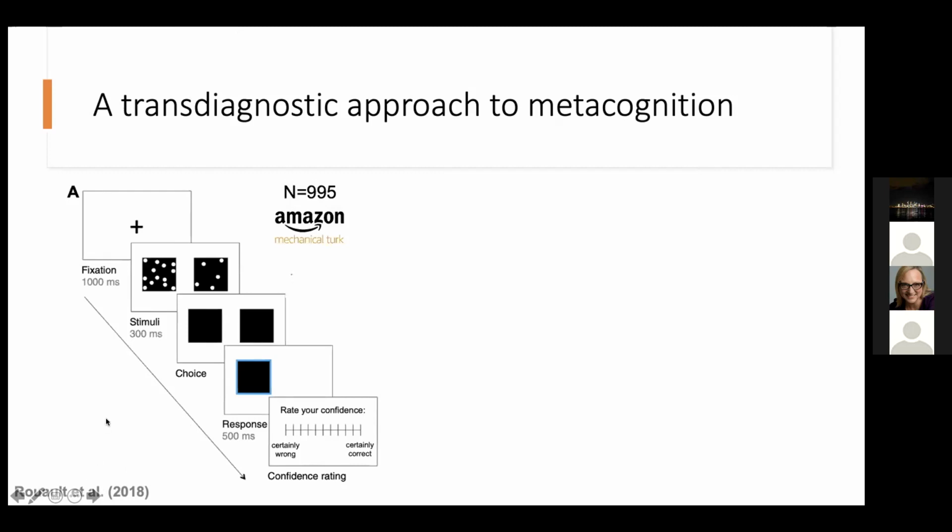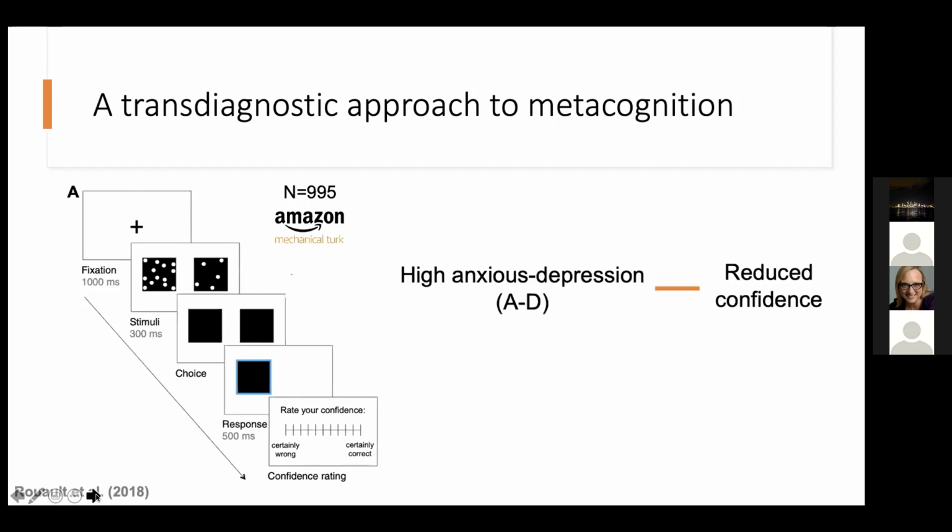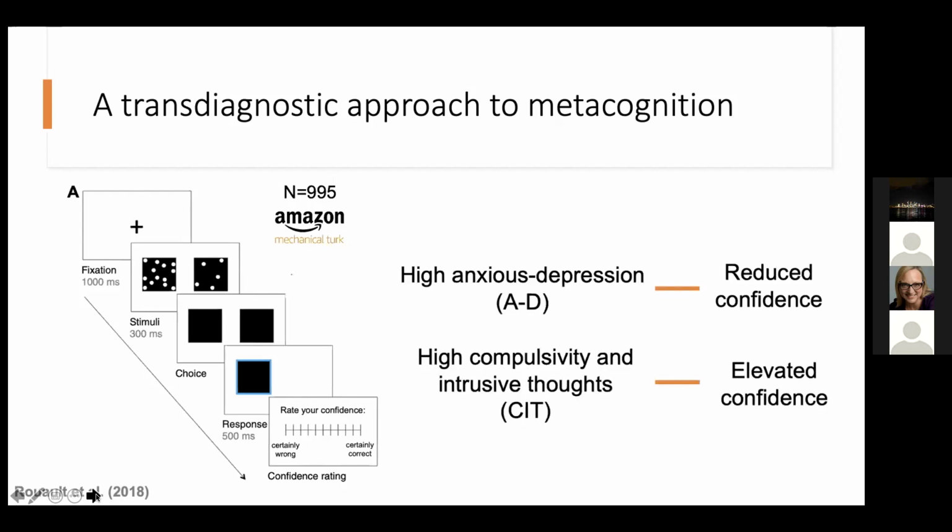So yeah, it's been shown previously that when people complete a perceptual decision-making task on Amazon Mechanical Turk, people with high levels of anxious depression tend to have reduced confidence, and people with high levels of compulsive behavior and intrusive thought tend to have elevated levels of confidence. This has been shown previously in the general population cross-sectionally, but it hasn't been replicated in clinical samples.